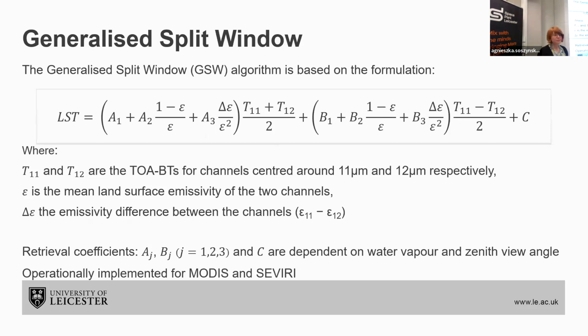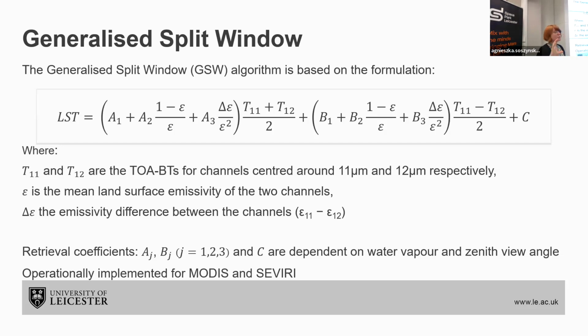The next algorithm, a similar one, is generalized split window, which is operationally implemented for MODIS and SEVIRI, and a lot of LST CCI products altogether. So if you're interested in that, you can find more about that in the LST CCI workshop, where you have, again, 11 and 12 micron measurements, top of atmosphere brightness temperature. It's the same case for the UOL.